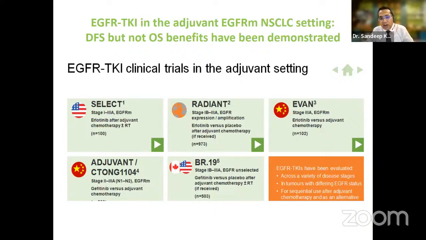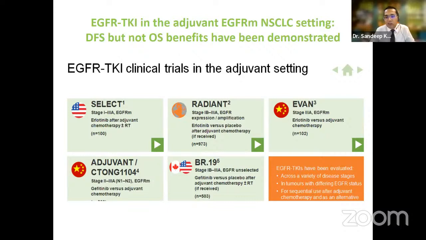So then came the era of osimertinib. So how is osimertinib different from all these first generation and second generation drugs? We all know that this is a third generation EGFR TKI, which inhibits the EGFR as well as the T790M resistance mutations, and has got an excellent penetration in the CNS as well.